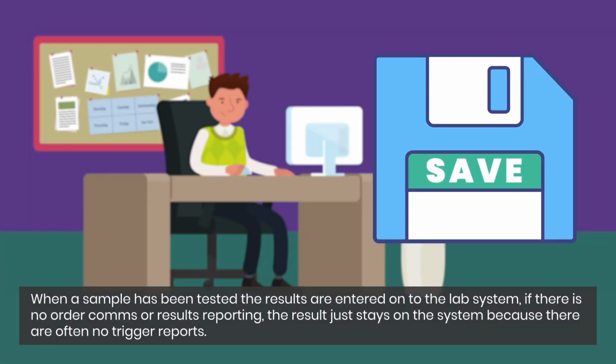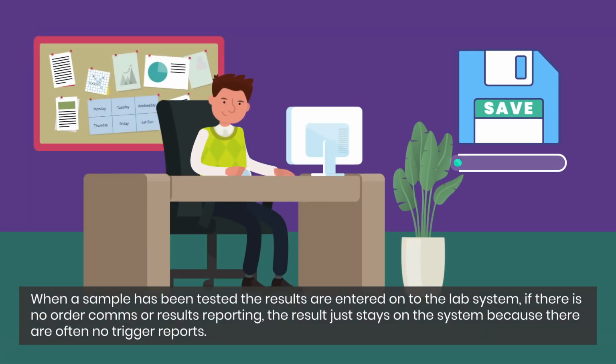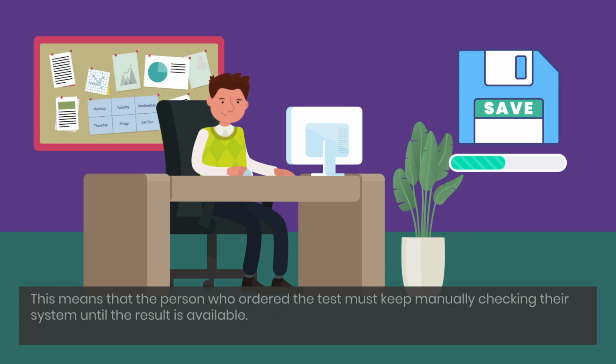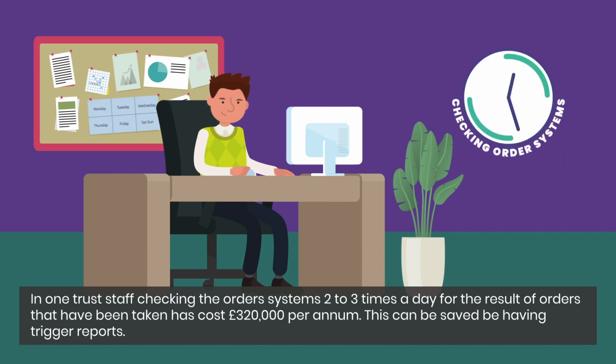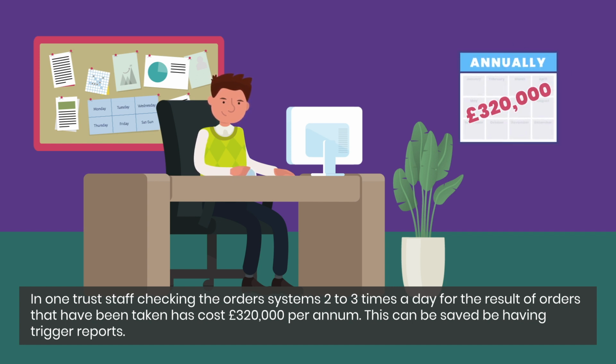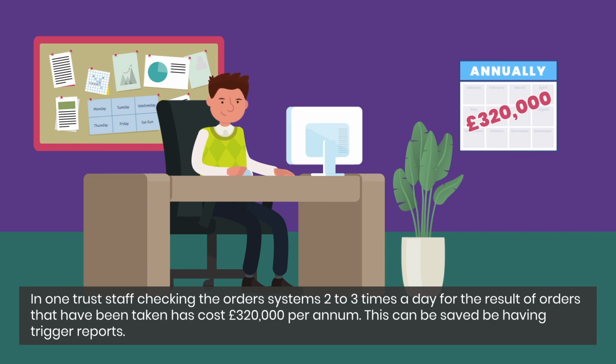When a sample has been tested, the results are entered onto the lab system. If there is no order comms or results reporting, the result just stays on the system because there are often no trigger reports. This means that the person who ordered the test must keep manually checking their system until the result is available. In one trust, staff checking the order system 2 to 3 times a day for the result of orders that have been taken has cost £320,000 per annum. This can be saved by having trigger reports.